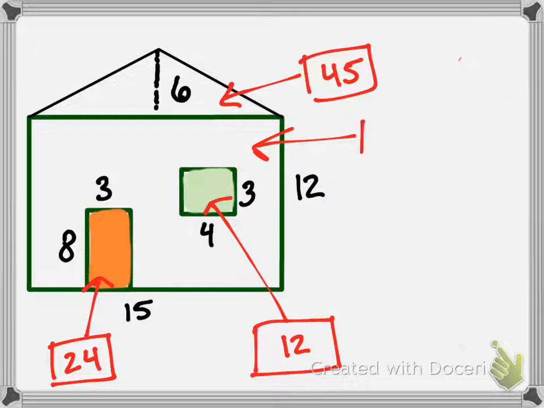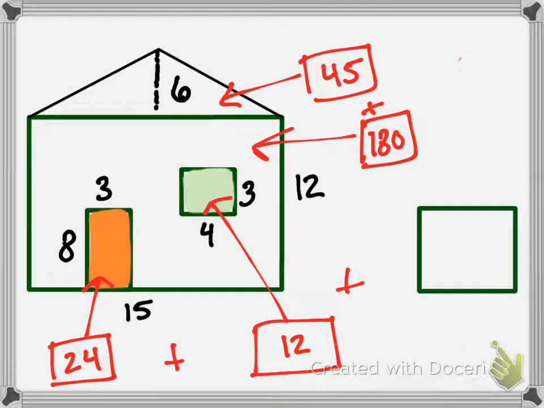Excellent. And then lastly, Malia, what is the area of that whole house rectangle? 180. Excellent. Once again, we just multiplied 12 and 15. Awesome. So now I'm going to add all of these together, right? No. What do I have to do, Rocco? Subtract the door and the window. Yes, I have to subtract the door and the window because they're painted already. We're not painting over them.